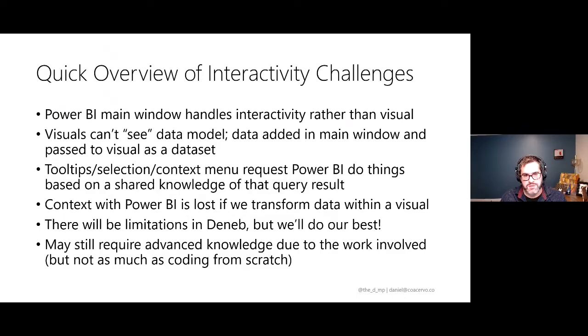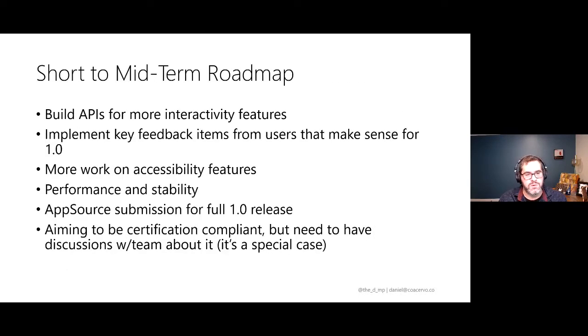So we've talked about the interactivity challenges, but this is a summary for those that want to spend a little time reading about it. In terms of where we are next, I want to build out those APIs to provide more interactivity features for the end user. So the idea is you should be able to take stuff in Vega that people have done and implement it and integrate it with Power BI as much as possible. There are some really great use cases for that.